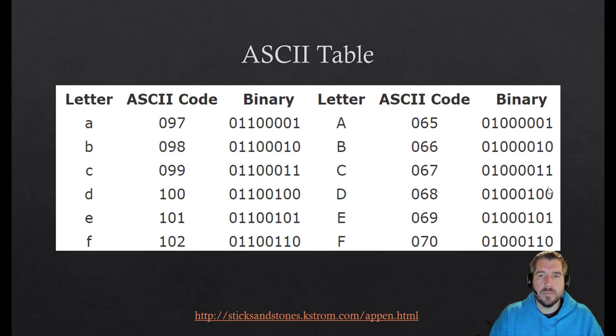So let's say we wanted to send the word bad, B-A-D. The nice thing about this ASCII table is it's a standard that allows us to convert from letters to binary, right? If I wanted to send bad, I would send first this for B, and then I would send this for A, and then I would send this for D. So it's just a standard to communicate. So you can send anything, any sorts of information.